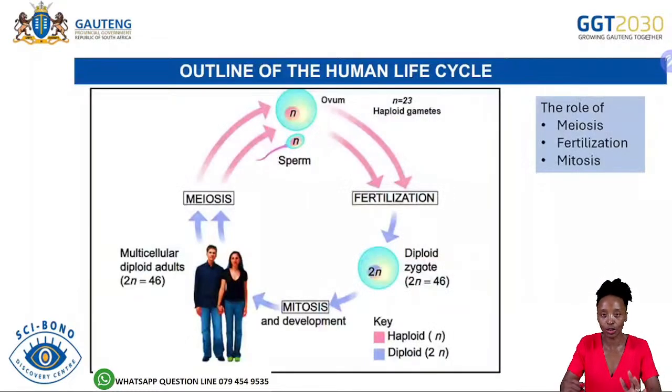Okay, now let's go into the first part, which is the outline of the human life cycle. With the human life cycle, we said we are looking at the roles of meiosis, fertilization, and mitosis. What you need to remember here is that you have already done meiosis in chapter 2, or topic number 2 of the year, where you did what meiosis is and why it is important and where it takes place in the plants and in the animals.